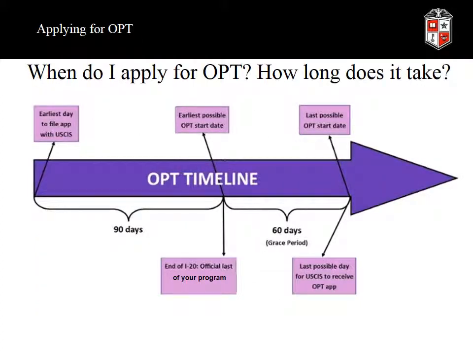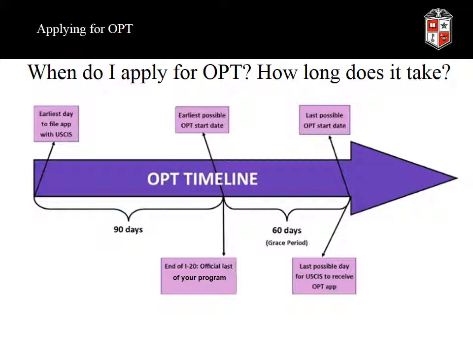Here is a timeline to help you answer questions about when to apply for OPT and how long it takes. As you can see from this graphic, the earliest day that you can apply will be 90 days from the estimated completion of your program, and you should apply as early as possible. So we recommend from the end of your program, count backwards 90 days and apply then.